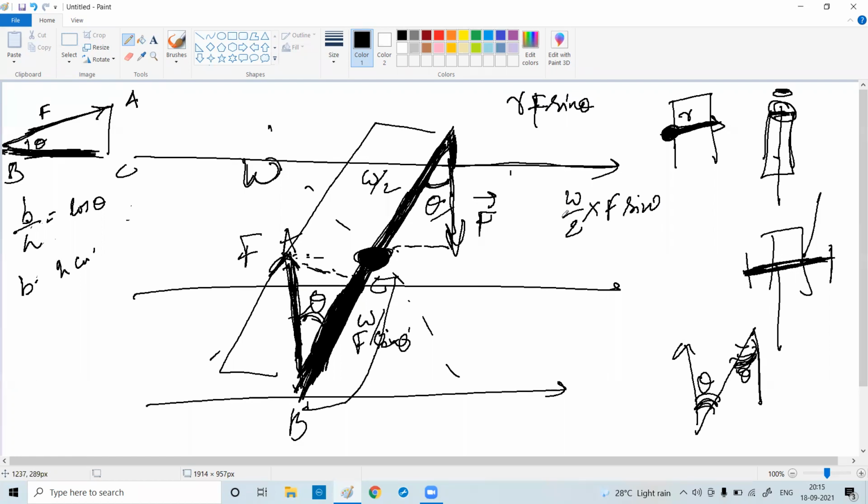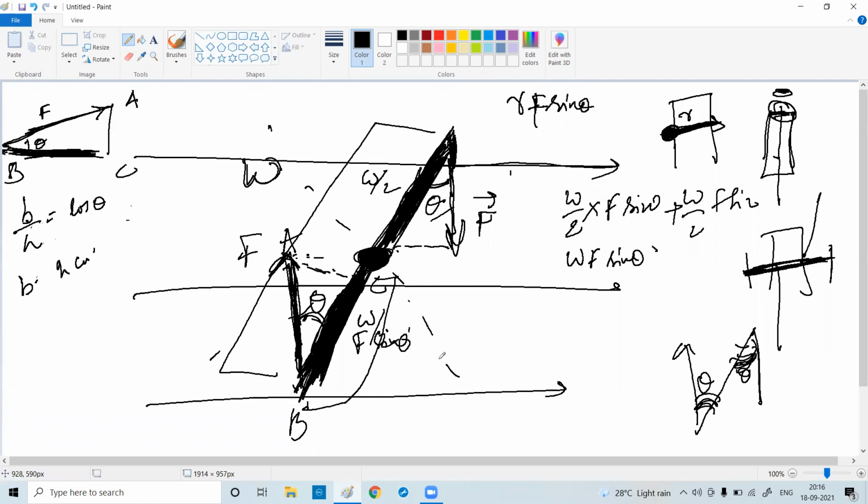Yes or no? What else? Is this the only thing? No. Here also a couple torque is acting. So double of W by 2 F sin theta. If you add, it will become W F sin theta. Clear?